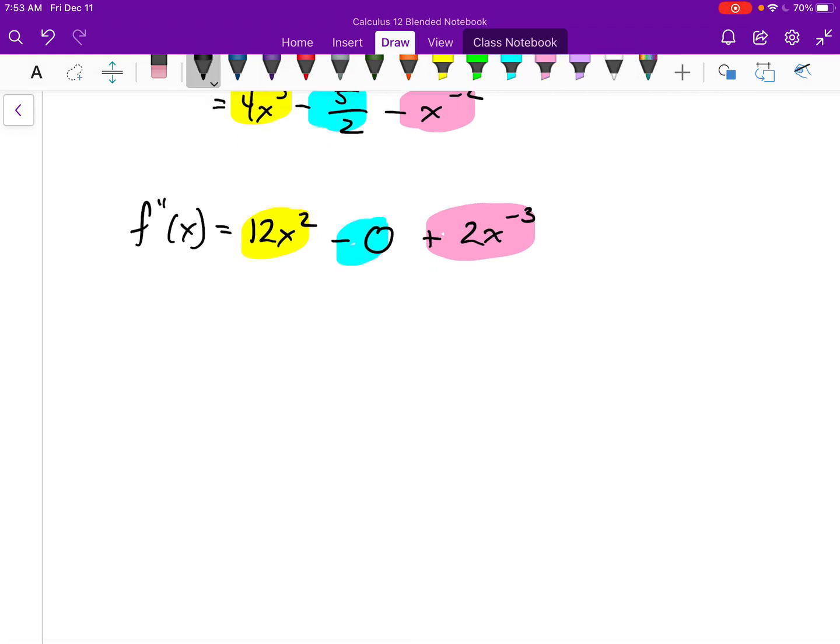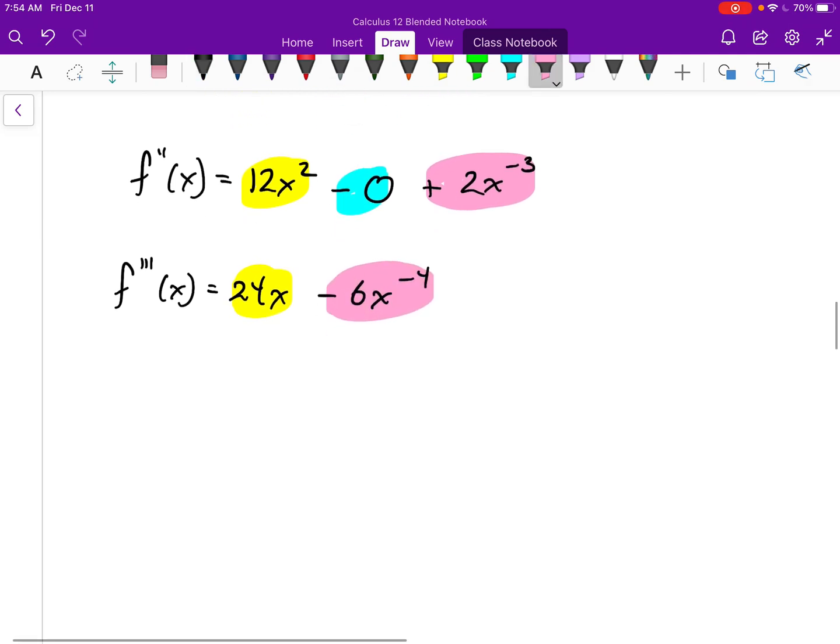Clearly, I don't need that plus 0 anymore, so let's go to my third derivative. So again, coefficient of 12 times the power of 2 is 24. Subtract 1 from the exponent. I have just 24x. I don't need to deal with that 0 anymore. And so for the 2x to the negative 3, when I differentiate that, I get negative 6x to the negative 4. All right. Notice, actually, as I'm differentiating, each time it's not actually getting any more complex.